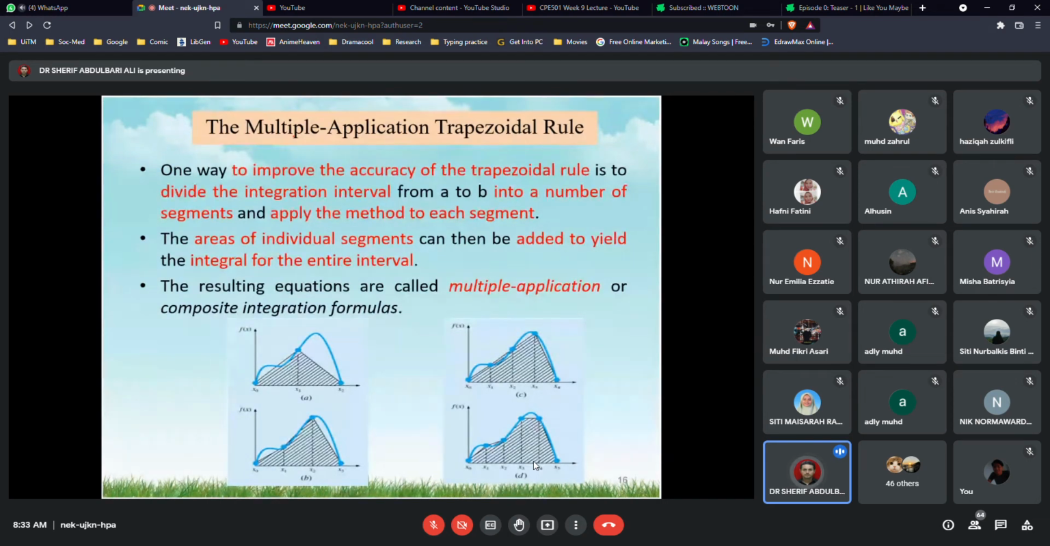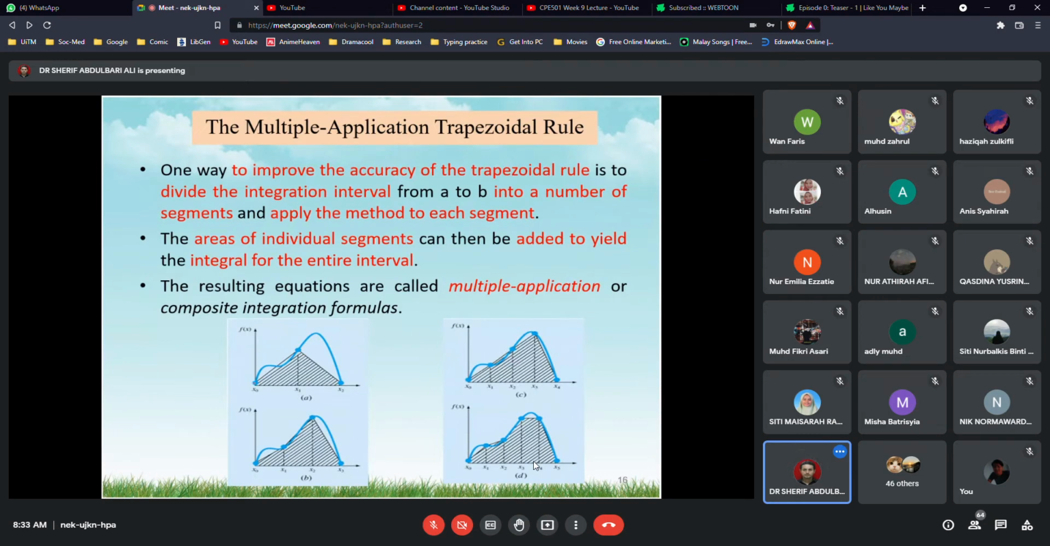So one way to improve the accuracy of the trapezoidal rule is to divide the integration interval from a to b into a number of segments. And we are going to apply the same technique to calculate each segment. So the areas of the individual segments can be added to yield an integral over the entire interval.